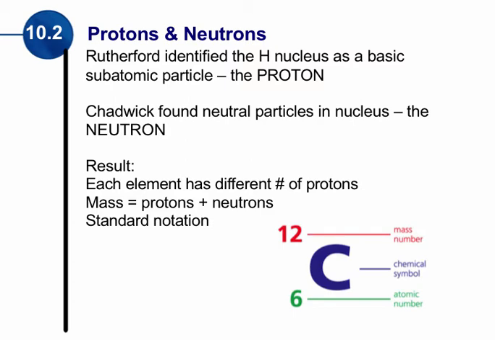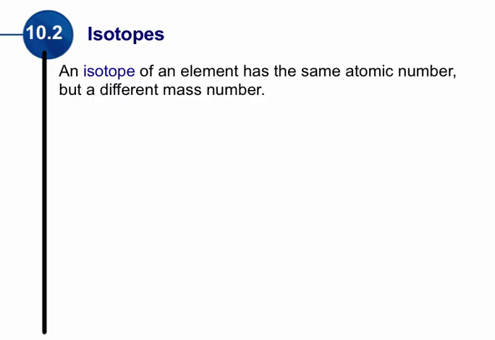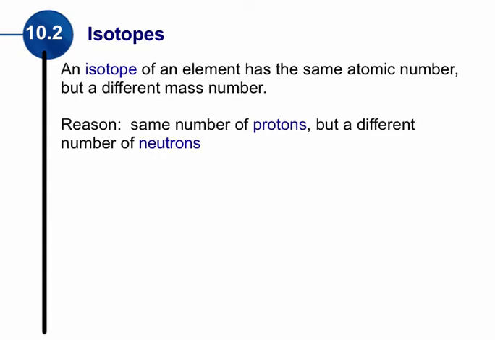And this is our notation for carbon-12. And this is the notation that we're going to use when we start writing isotopes. An isotope occurs when an element has the same number of protons, the same atomic number, but has a different mass number. Now you might be thinking, well, if it has the same number of protons, how can it have a different mass number?